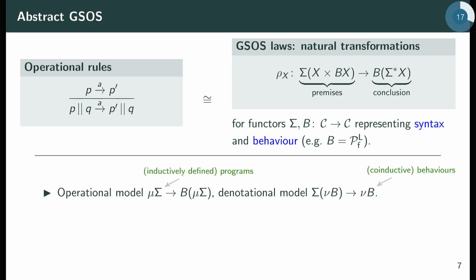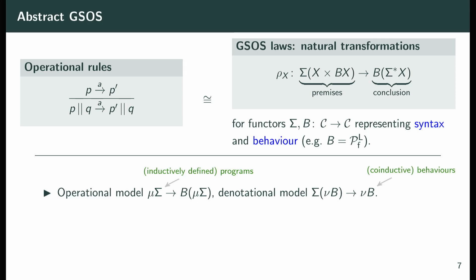And it comes with other nice things. For once, each of those GSOS laws, they induce for free an operational model. Now, this thing here is a coalgebra, but you can kind of consider it a transition system. So by induction, you get for free a transition system on mu sigma here, which is just your object, your set of programs, which is inductively defined.